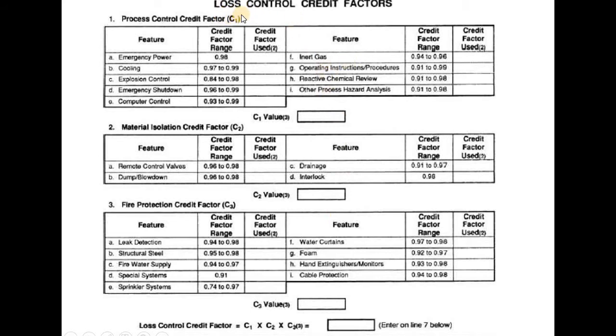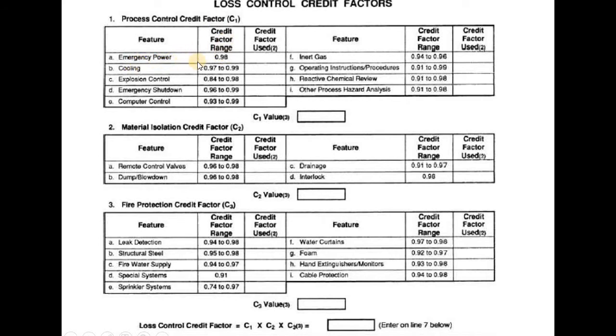So of course you can also use what they call the loss control credit factors, okay, which means, what about if you want to add a credit? You see, you want to add a credit.